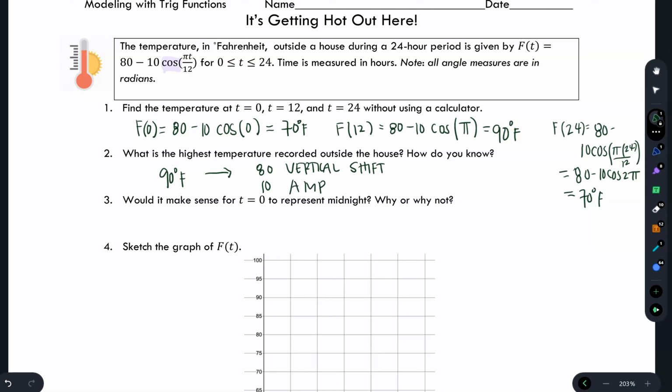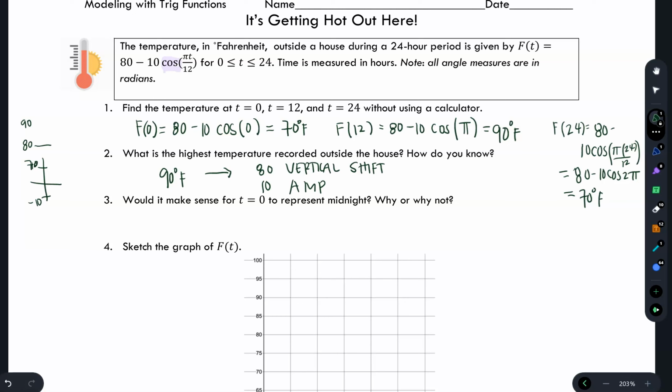So cosine, remember, cosine usually goes from negative 1 to 1, right? But the amplitude being a 10 means it's going to stretch that to 10 and negative 10. But that 80 vertical shift means that it's going to shift it all the way up to 80. So when I shift it up to 80, that means that 90 will be my top and 70 will be my bottom.